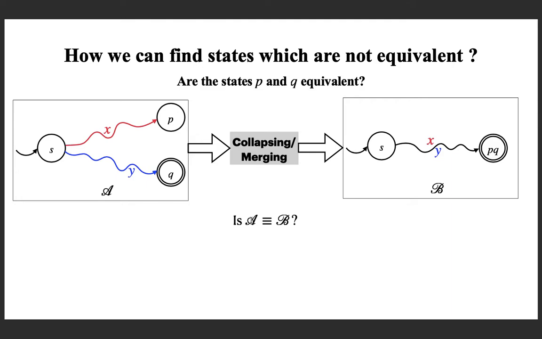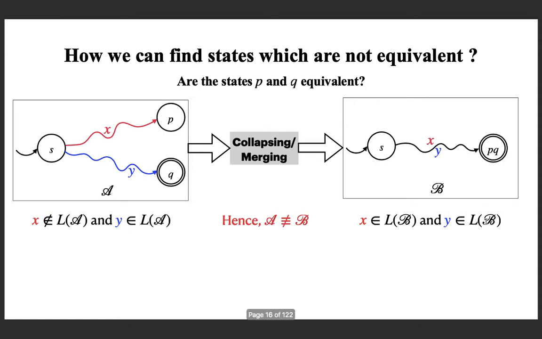See the language accepted, from the figure. X is not in the language of this automaton because it ends in a non-final state, and Y is in the language. But if you look at this automaton, both X and Y are in the language. So, definitely A and B are non-equivalent because X is not in the language of A but is in the language of B. This is because we merged and made the merged state a final state.